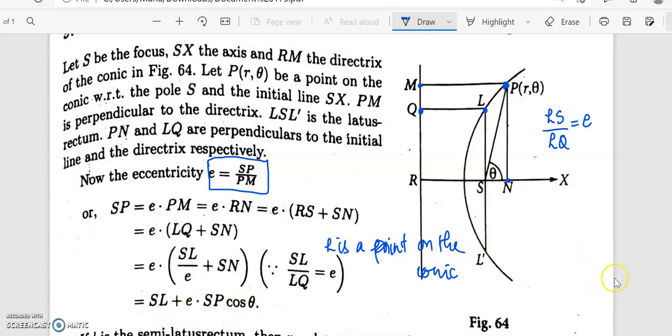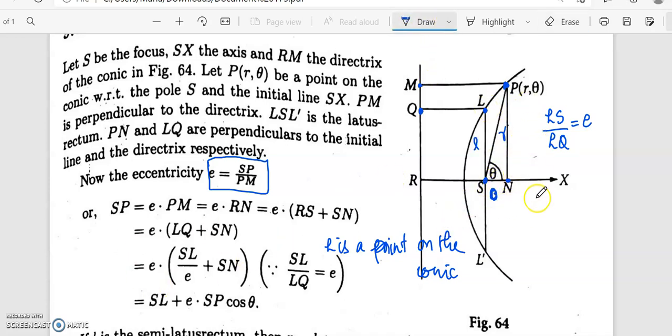And now SL is the portion of the latus rectum, that is, LS is the semi latus rectum. And since we have taken S as our pole, the distance SP is going to be this distance r, because this is the same as the pole O. So the distance from S to the point P of r theta is equal to r.